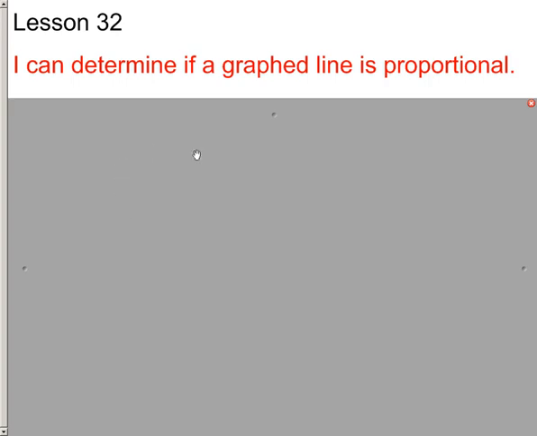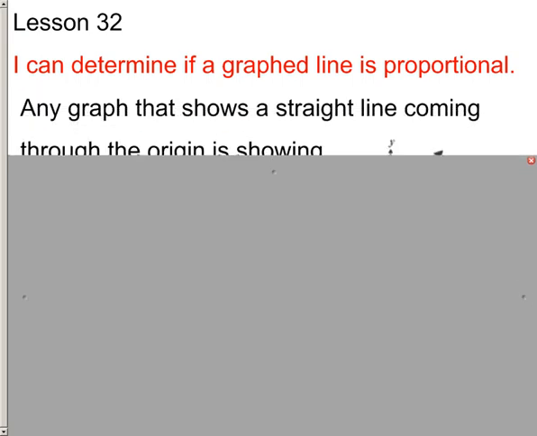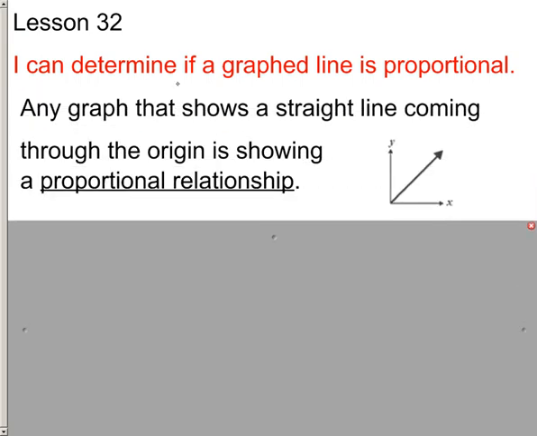I can determine if a graphed line is proportional. So let's take a look at this. Anytime that you see a line that's been graphed, if you look for two characteristics, if it's a straight line, and if that line is going through the origin, then it's proportional.